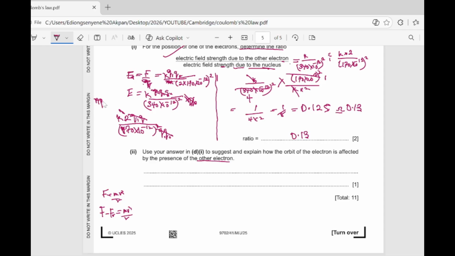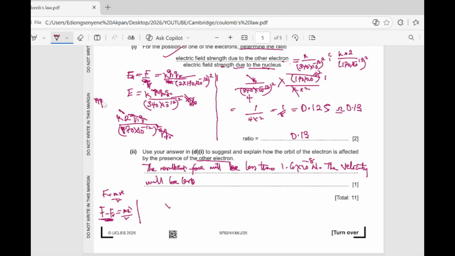By implication, the resultant force will be less. Now, if the resultant force is less, the speed will be less. That is some of the things you are going to see. The resultant force will be less than 1.6 times 10 to the power of minus 8 newtons. Another thing is that the velocity will be less.